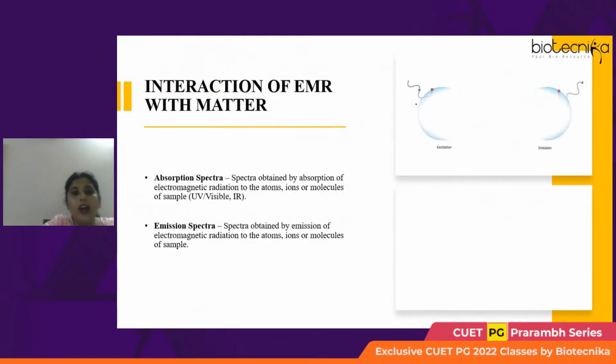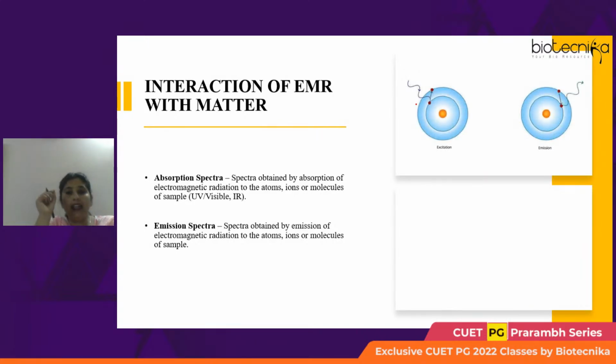So let's find out what happens when light, electromagnetic radiation, interacts with matter. The basic unit of matter is the atom, right? This atom has a central nucleus and an electron cloud, with three subatomic particles. I'm sure you all know about it, right? We have protons, neutrons, and electrons. Protons and neutrons are present in the nucleus, and electrons are present outside the nucleus in different orbitals.